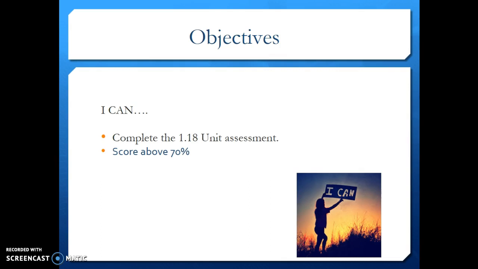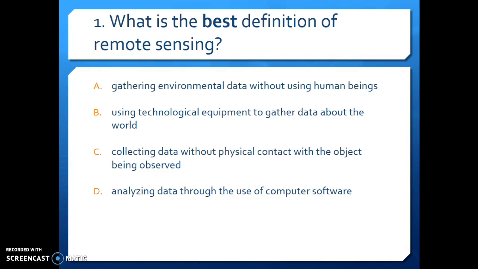This video is going to allow you guys to interact with it. So a question will pop up on the board and you will be able to answer it by choosing A, B, C, or D. It'll give you feedback on what the correct answer is. And then when we get to those essay questions, it'll give you an opportunity to interact with it as well. So here's the first question. What is the best definition of remote sensing? Question will pop up, read it, answer your question, and then it'll move on.